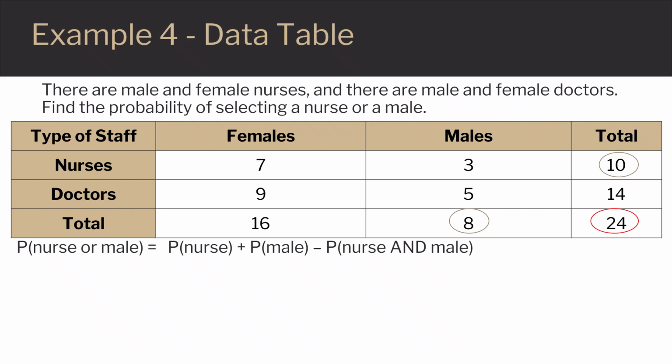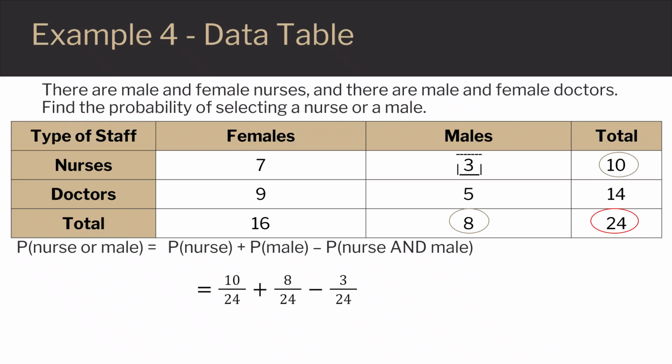Let's examine the problem using this information. We were asked to find the probability that one person selected is a nurse or a male. We have 10 nurses out of 24 people, so the probability of being a nurse is 10 out of 24. There are 8 males total, so the probability of selecting a male from this group is 8 out of 24. There is overlap, though, as you can see in the box here. There were 3 people that were counted in both the male category and the nurse category.